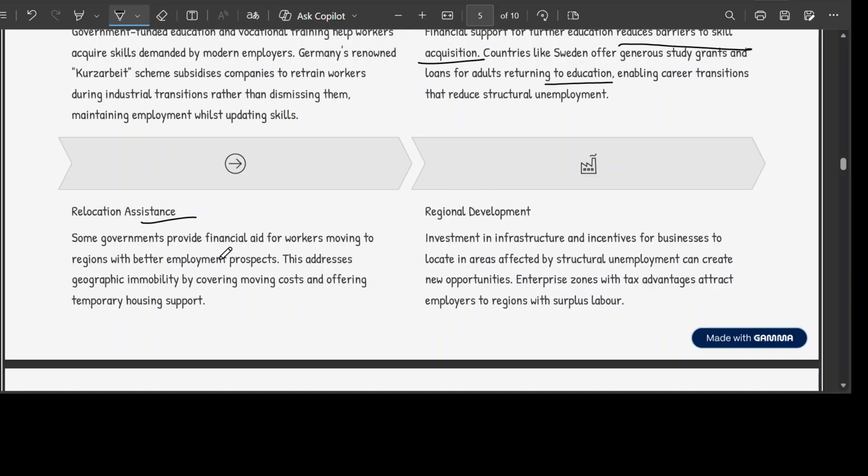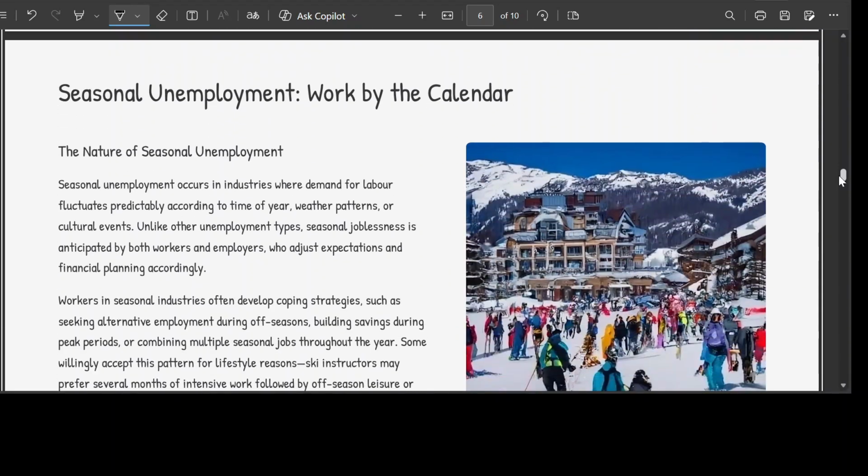Relocation assistance: some governments also provide financial aid for workers moving towards a region with better employment prospects, which reduces geographical immobility by covering the cost and providing some housing support. Regional development can also reduce structural unemployment, like investments in infrastructure and incentives for businesses to locate in the areas affected by structural unemployment, which can create new opportunities.